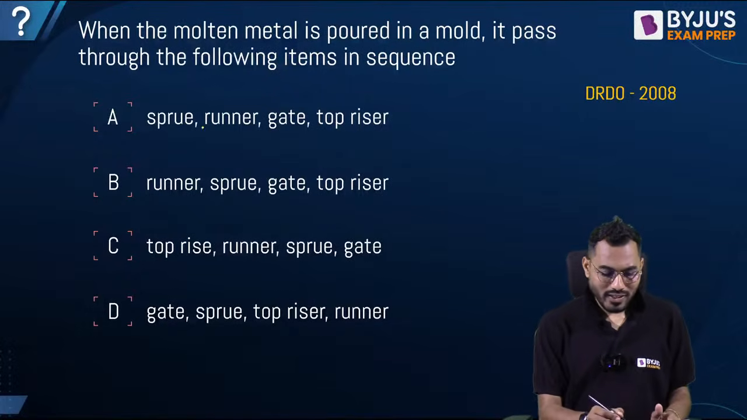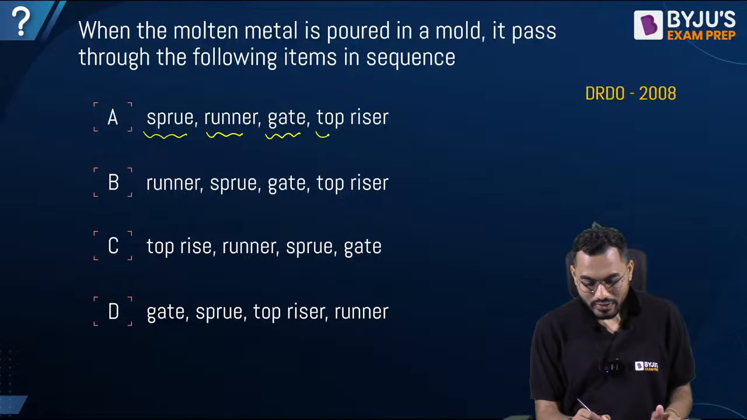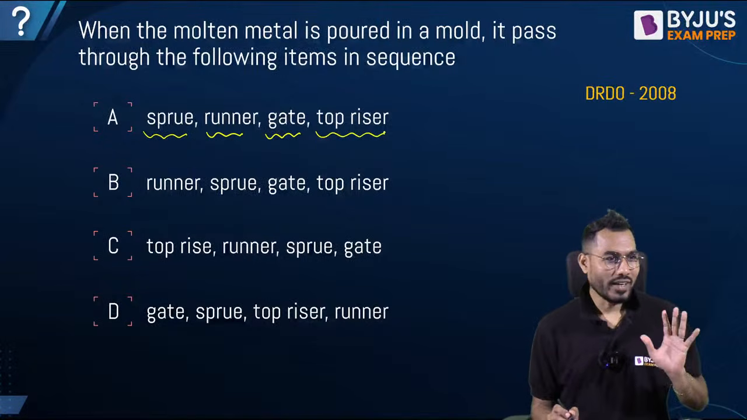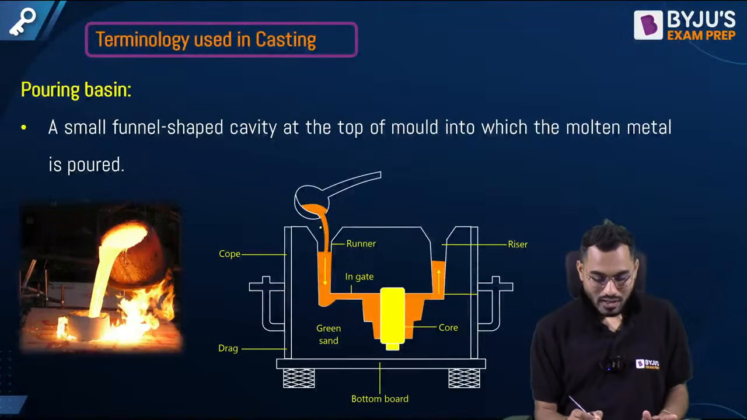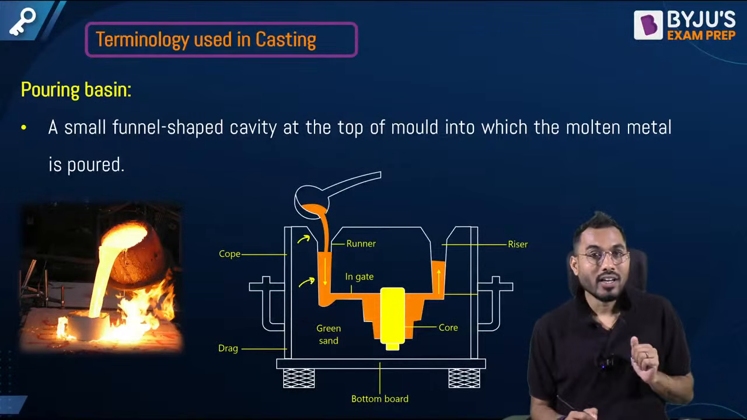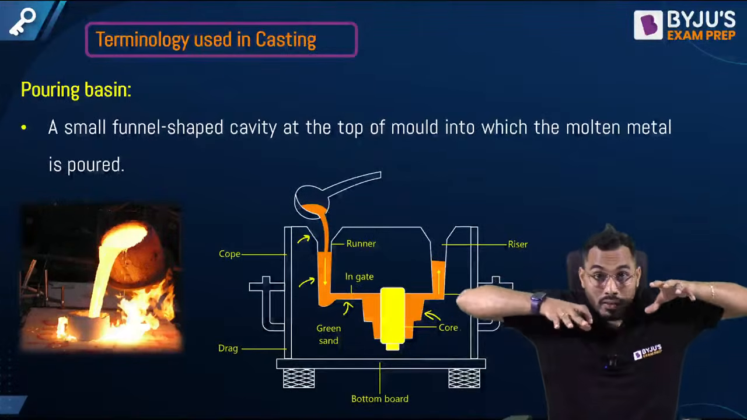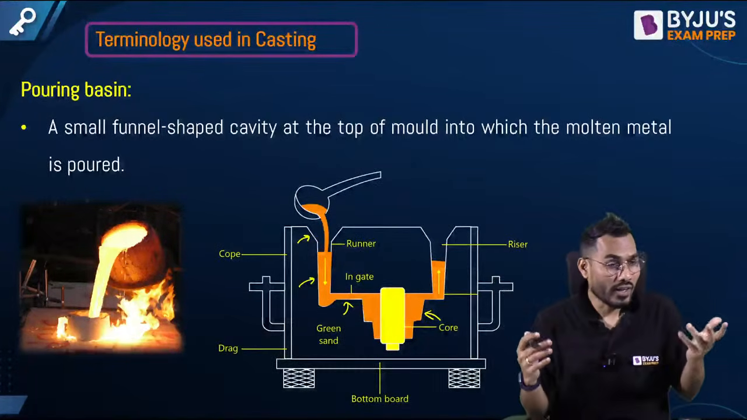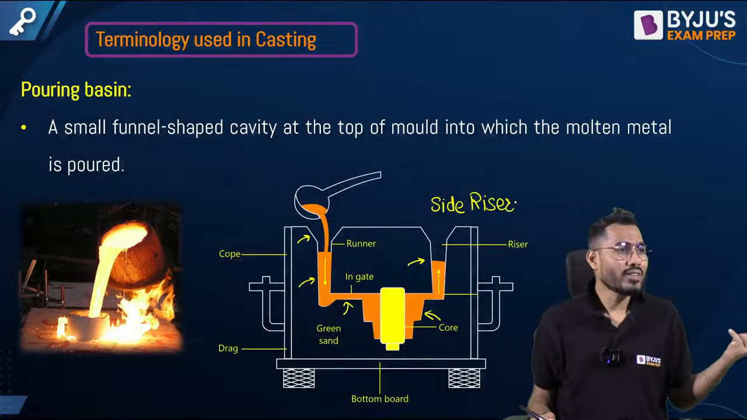Sir, we know that the material comes to the sprue, then it will come to the runner, then it will come to the gate, and then the top riser. Is this accepted? As simple as that. A is exactly the answer. When I start pouring molten metal, it will come to the pouring basin first, then to the vertical sprue, then to the horizontal runner. Then the casting cavity will get filled, and then the top riser or side cylindrical riser. Once the casting cavity is filled, the metal will start rising into the top riser or side riser. It may be anything. A side riser is shown in this particular figure. It doesn't matter.